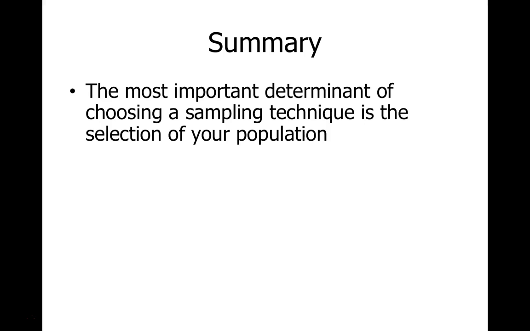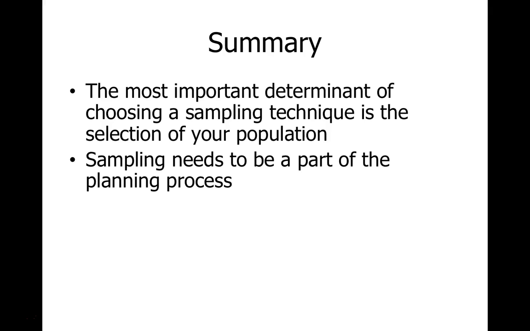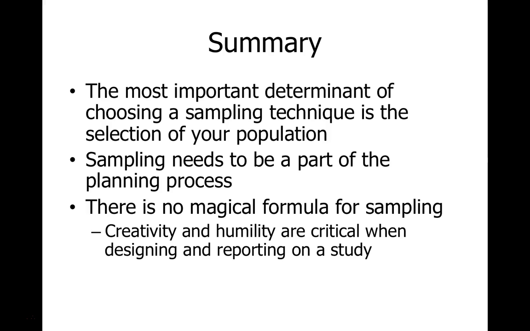So in summary, the most important determinant of choosing a sampling technique is the selection of your population, and always our research question, always, always, always the research question. So sampling needs to be a part of the initial planning process. This is not just a decision that we make later on once we're getting ready to start everything up. This is a decision that needs to be made very, very early on in the process.